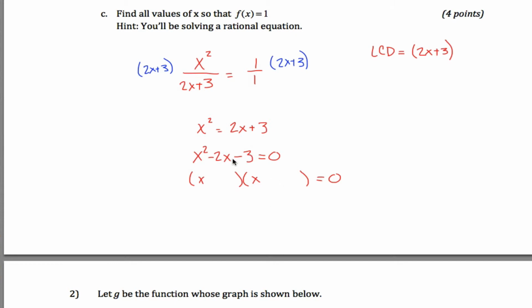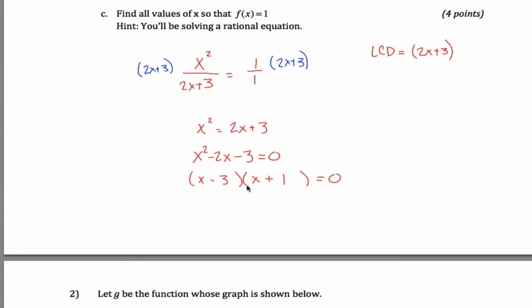And the answer to that is it'll be two numbers that multiply to give me -3 and add to give me -2. So let's see, -3 times +1 is -3. And -3 plus +1 is -2. So it looks like this is the factored form right here.